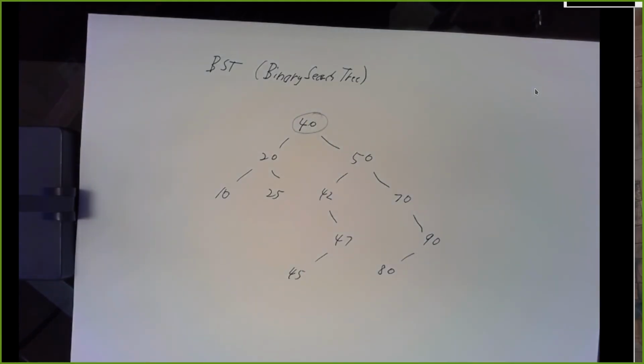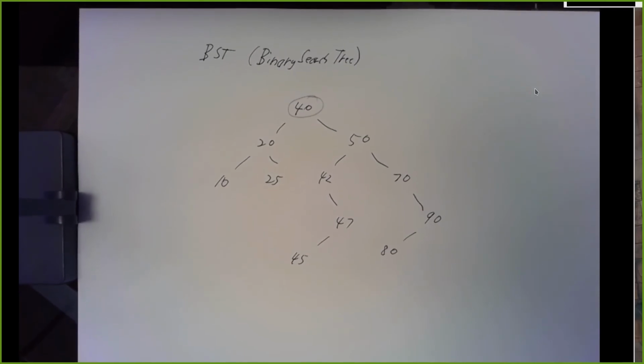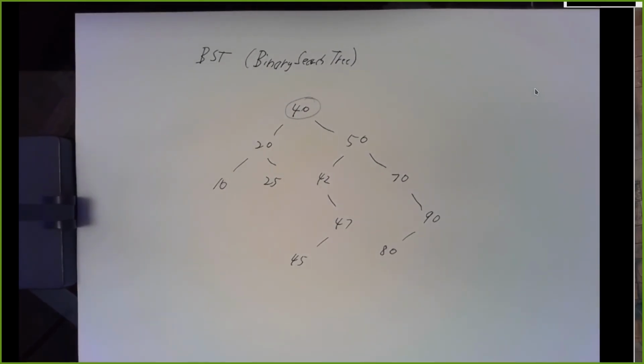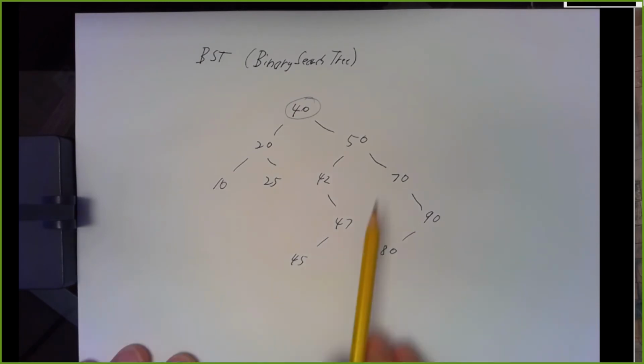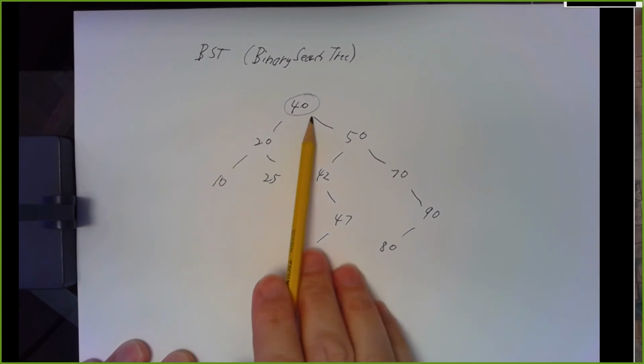But what do you notice about the way that the numbers are distributed in this tree relative to the number 40? There's definitely more numbers to the right. Do you notice anything about the value of the numbers to the right relative to 40? All the numbers on the right are bigger than 40, and all the numbers to the left are smaller than 40.